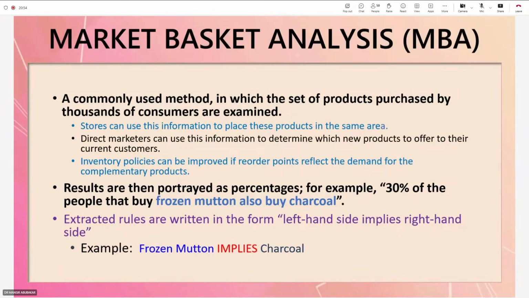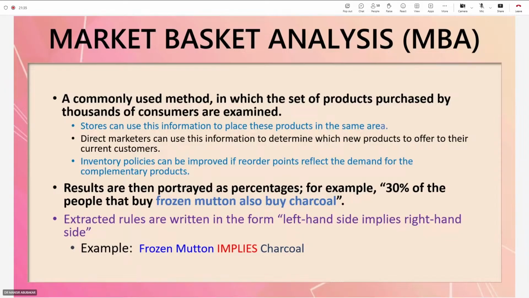So as I said earlier, we are going to use MBA, which is market basket analysis, as our running example. This is a commonly used method in most association analysis, in which a set of products purchased by thousands of customers are examined. As I said earlier, in a supermarket, in a particular day you can have hundreds of transactions, in a week thousands of transactions, and in a month thousands more. So those transactions have to be analyzed for improvement in appropriate decision making.